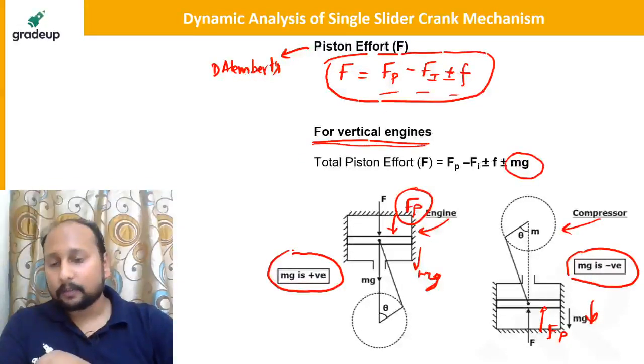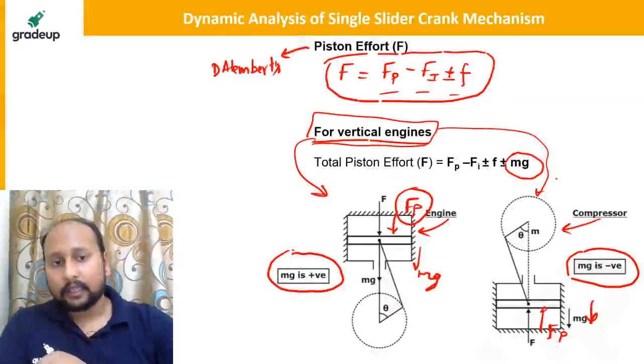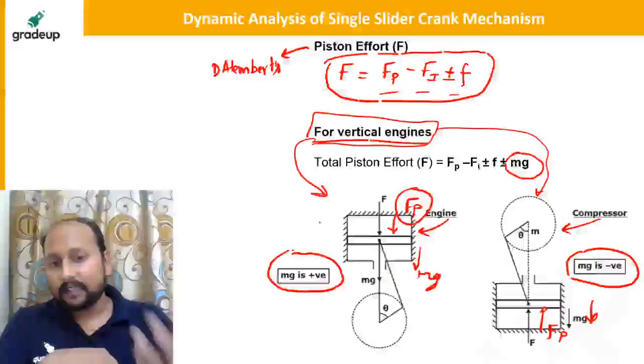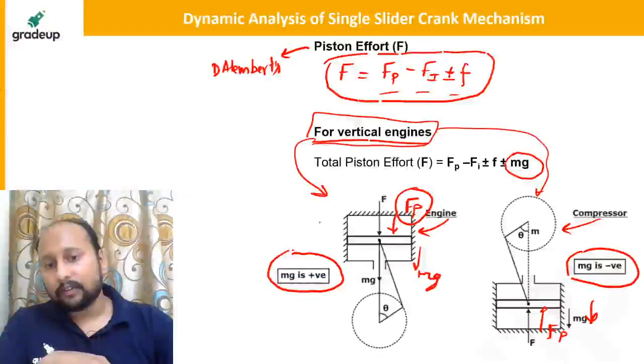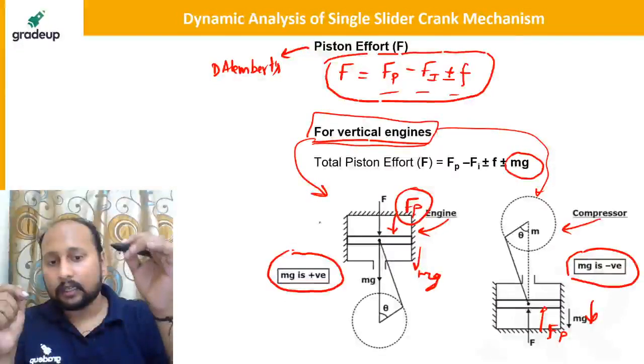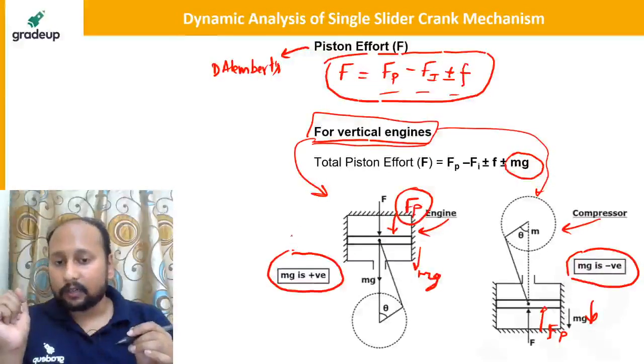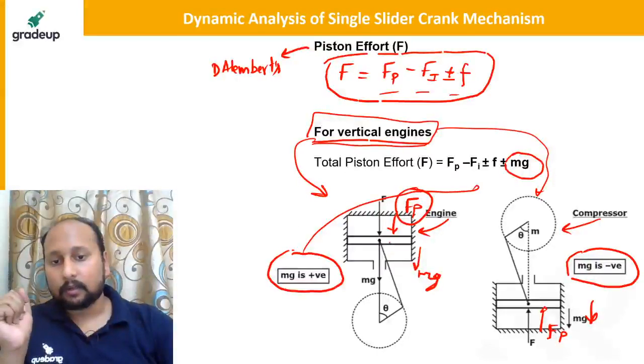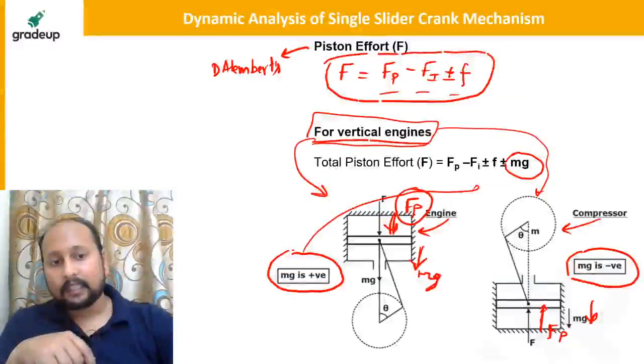If you are using a vertical engine, there are basically two types of vertical engine: either it can be an engine or it can be a compressor. If it is an engine, then definitely we'll be using this configuration where your connecting rod is above the crankshaft. In this case your mg will be positive, because your FP is in the downward direction and mg is also in the downward direction. Whenever we're talking about a compressor, we are having FP in the upward direction and mg in the downward direction. That's why we're having a negative sign.